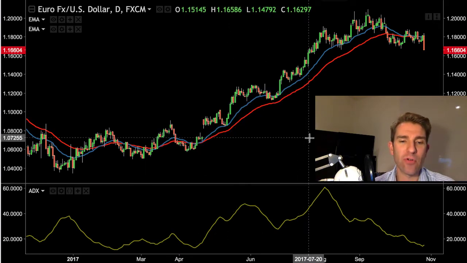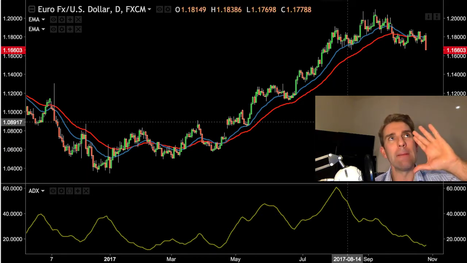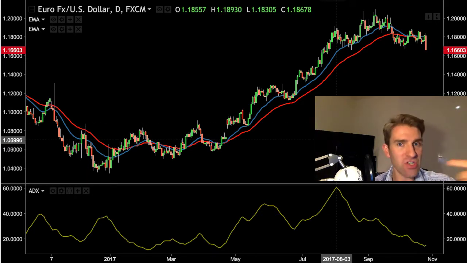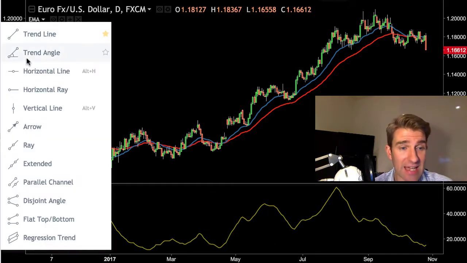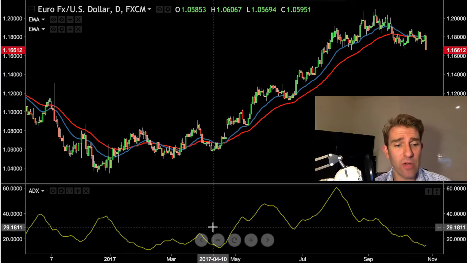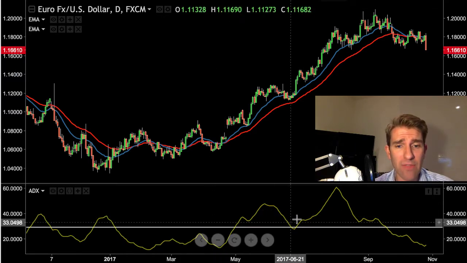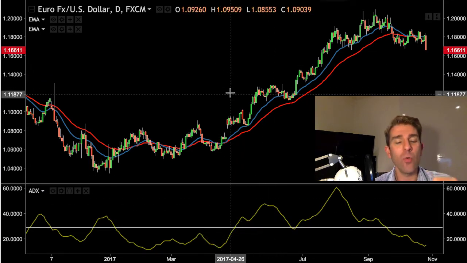Okay, so what are the criteria? First of all, we're looking for a filter. The first initial filter is basically telling us we're in a trend. Now, most of the time, if the ADX is above 30, that is indicating we're in a trend. So in this example on Euro US dollar, anytime we're above 30, we're in a trend. So that's the first stage.